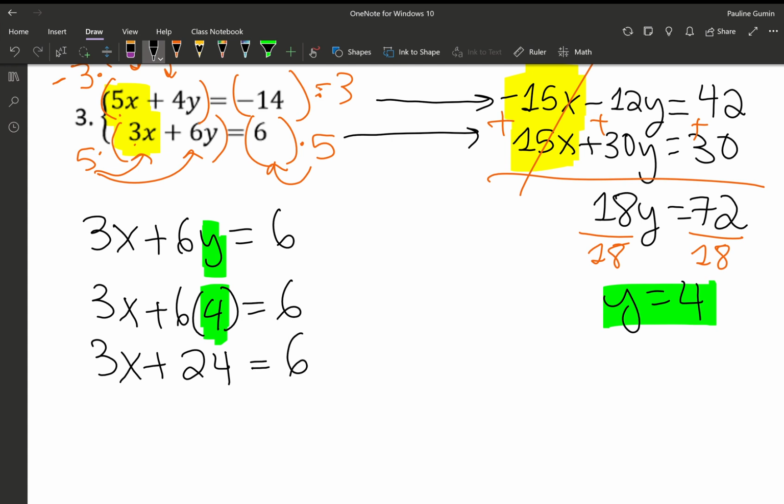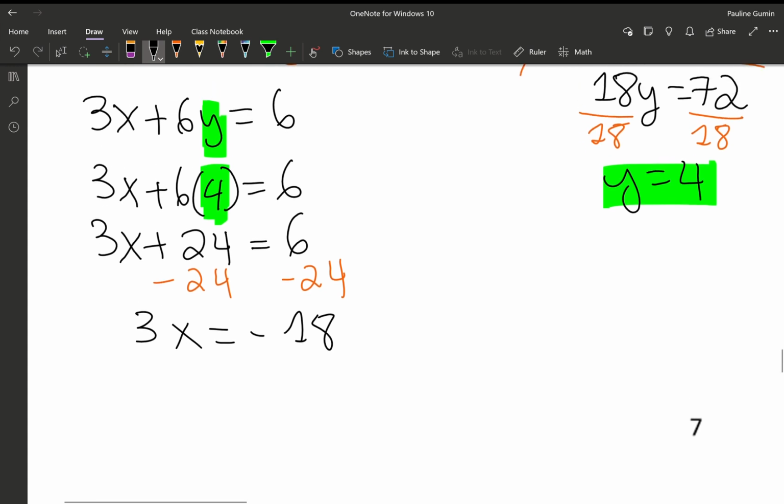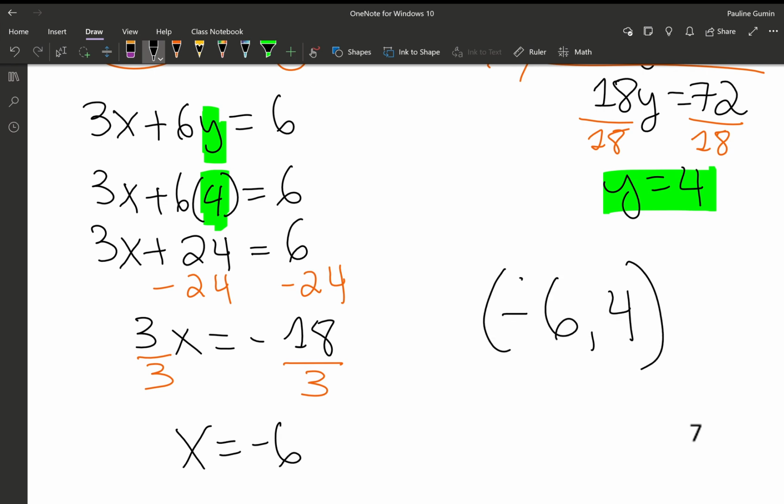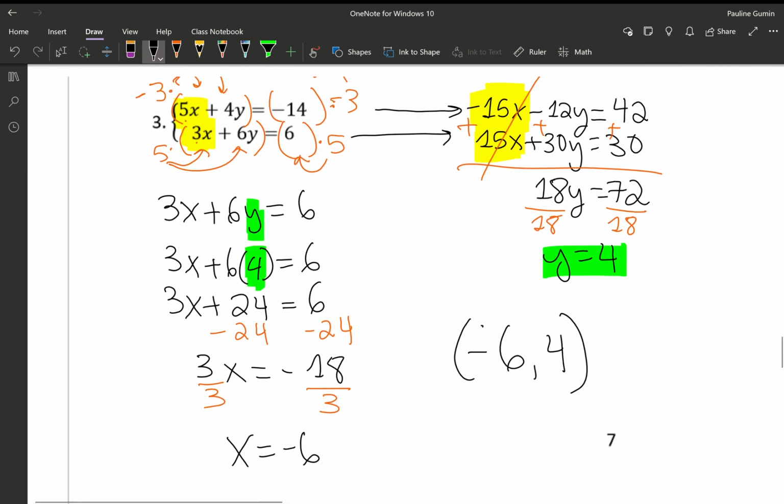All right. So I plugged in the 4 for y, and then I multiplied 6 times 4. Next, let's subtract 24 from both sides. 3x equals negative 18. And of course, let's divide both sides by 3 to get our final answer. X equals negative 6. So negative 6 comma 4 is our final result.